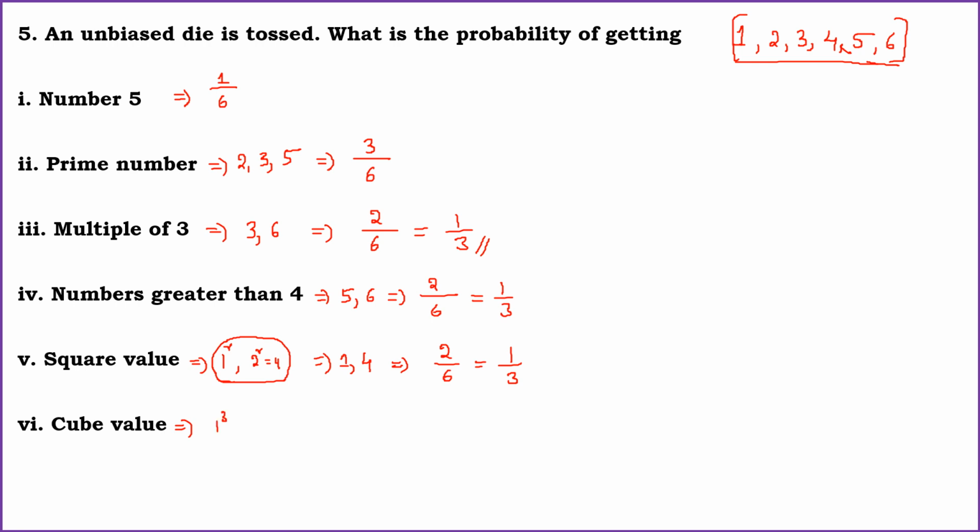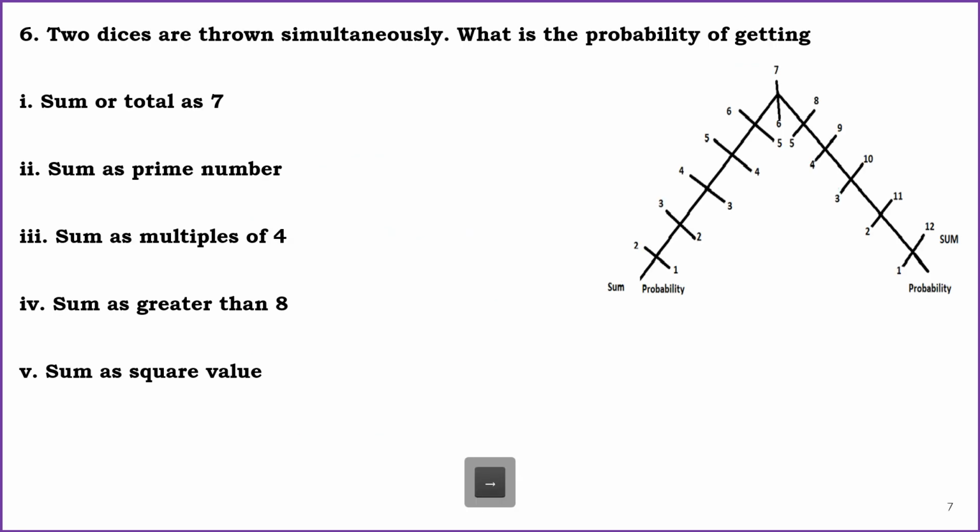Now, cube values I want. 1 cube is 1. So we have only one chance. Answer is 1 by 6. These are the possibilities we should keep in mind. I hope this question is clear. This is a very basic question related to dice. Now, have a look here.